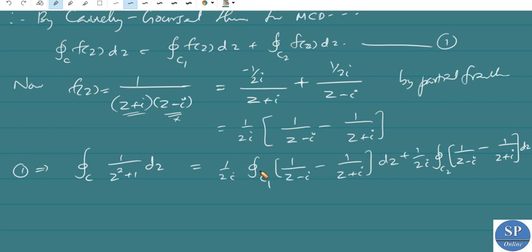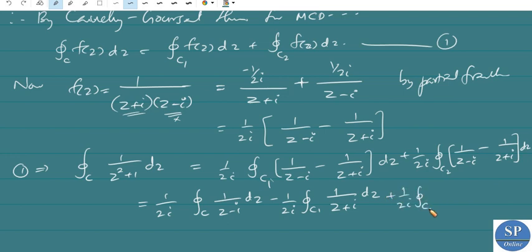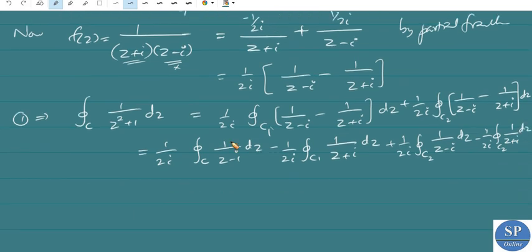Okay, now we have to find each of these. Now this first integral is along C1 only. So we can simplify this: 1 by 2i into the integral over C1 of 1 by z minus i dz, minus 1 by 2i into the integral over C1 of 1 by z plus i dz, and here it is 1 by 2i into the integral over C2 of 1 by z minus i dz, minus 1 by 2i into the integral over C2 of 1 by z plus i dz. Clear? Now for the first integral, this is over C1, the integral over C1 of 1 by z minus i dz.